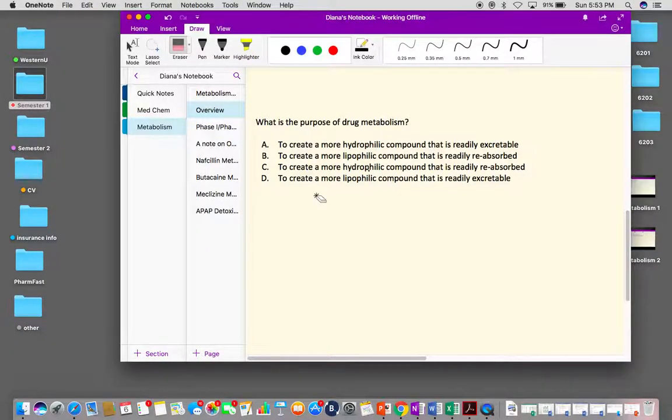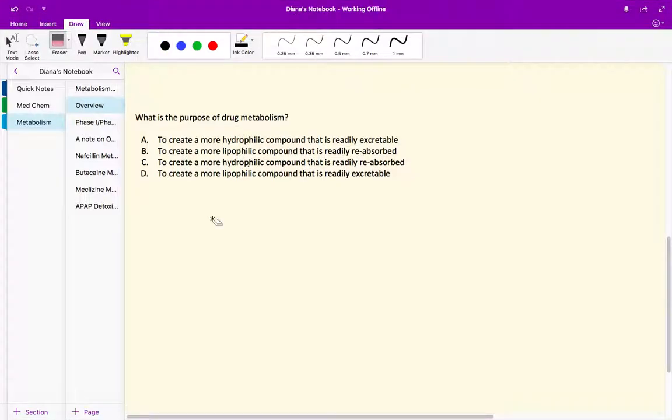Okay, so we ended the last video with this practice question to test if you understood the overall purpose of drug metabolism. This is a relatively straightforward question, just to make sure you understand the overall concept. Drug metabolism is all about making compounds that are readily excretable. So we can eliminate B and C because it's talking about reabsorption, which is a concept you will revisit in pharmacokinetics. But right now, we know that metabolism is focused on taking a non-excretable drug and converting it into an excretable drug. And so A and D are potential correct answers.